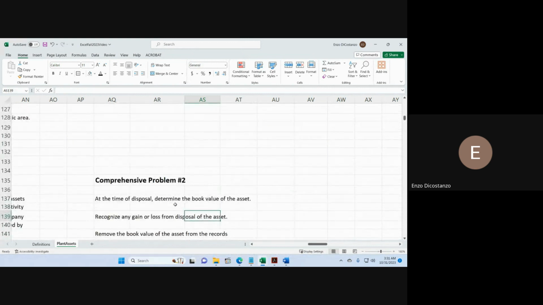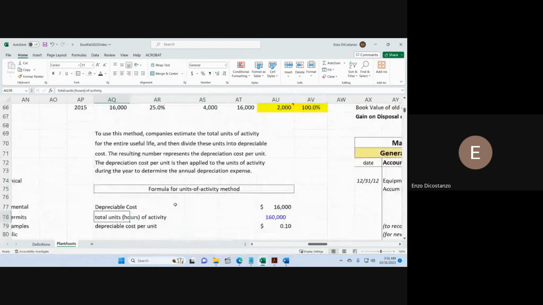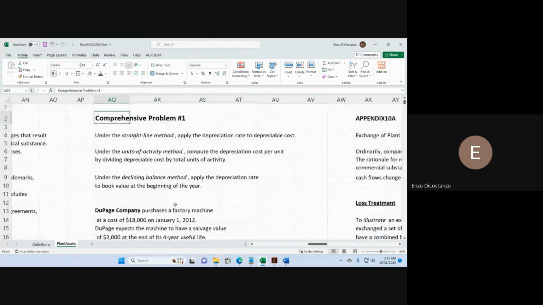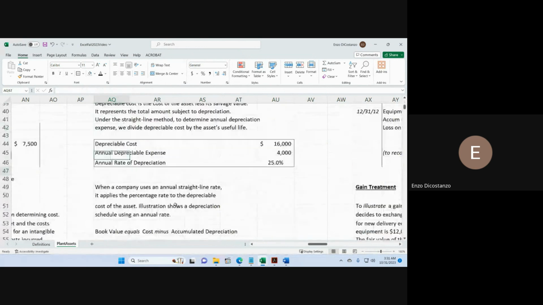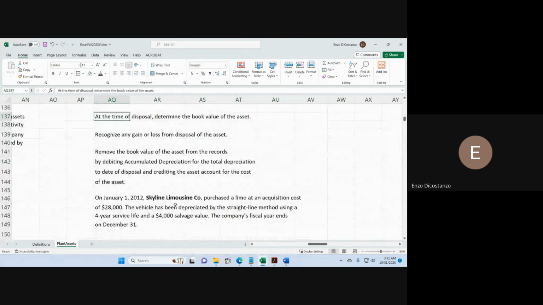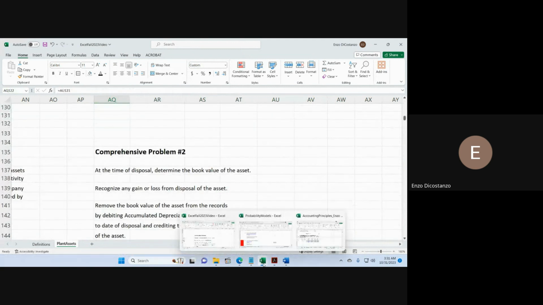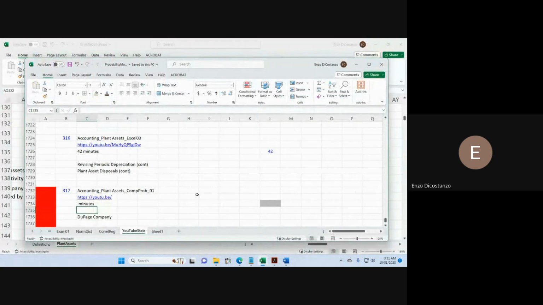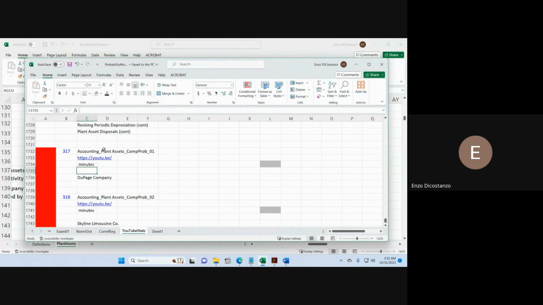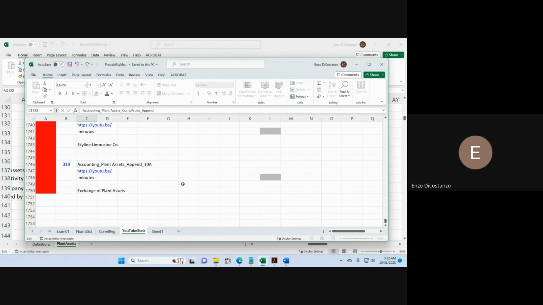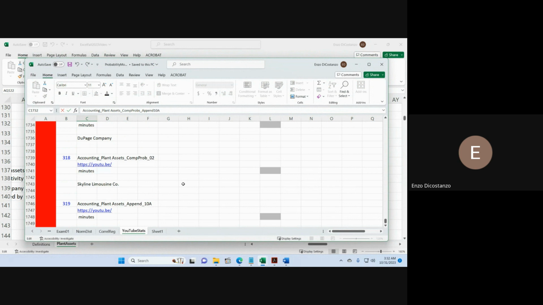I'm just looking. We went through this pretty well here. So you know what? Let's see how we do with this other one. This is comprehensive problem number 2, and this is Appendix 10A.